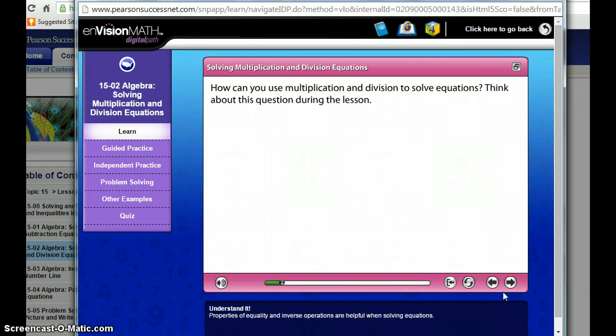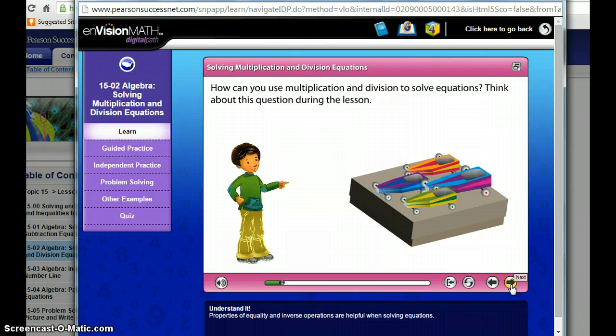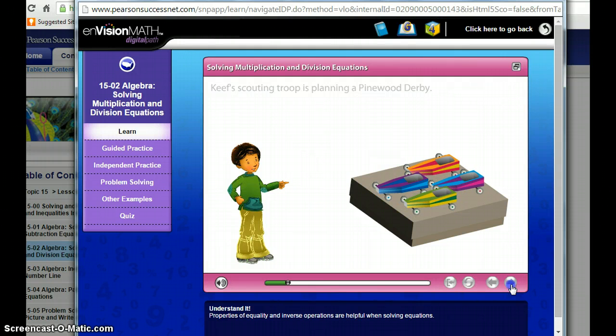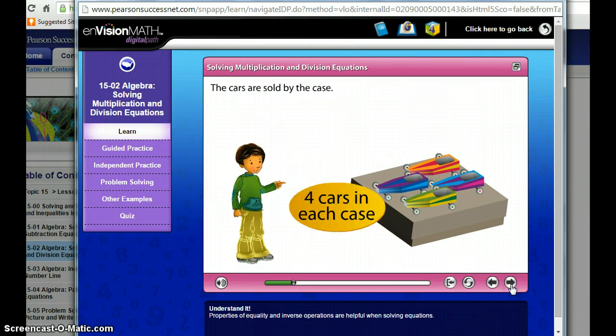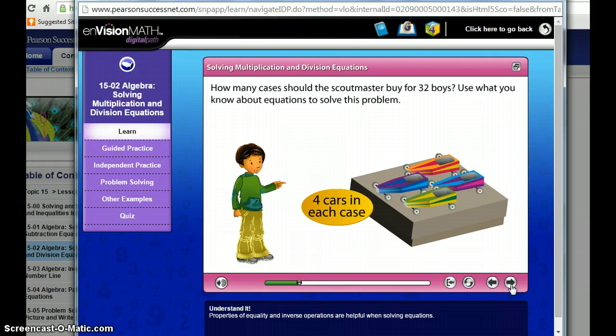How can you use multiplication and division to solve equations? Think about this question during the lesson. Keith's scouting troop is planning a Pinewood Derby. The cars are sold by the case. How many cases should the Scoutmaster buy for 32 boys? Use what you know about equations to solve this problem.